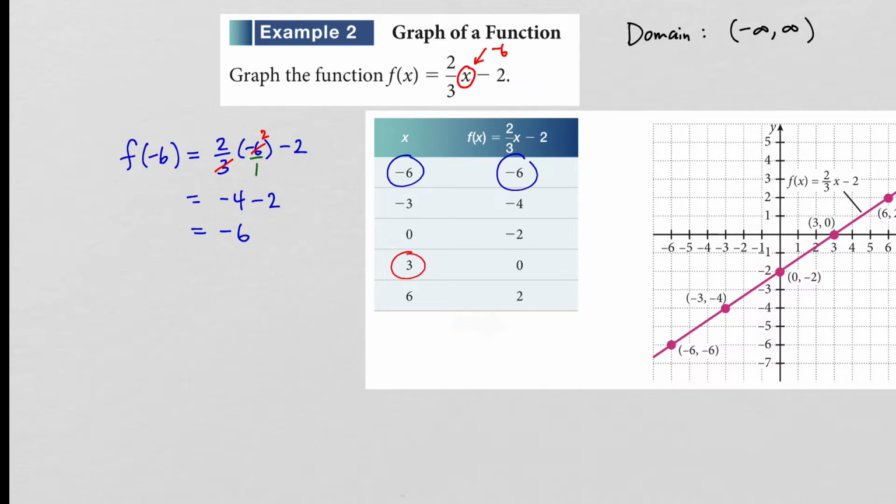Let's plug in x equals 3. So if I plug in x equals 3, we're doing f of 3. According to the definition of the function, that will be 2/3 times 3 minus 2. This one's even nicer because the 3's cancel each other out. What we're left with is 2 minus 2, and 2 minus 2 is 0. You can see that's how they got the value over here. So if you do that to all of these values, you get these values over here. All right.